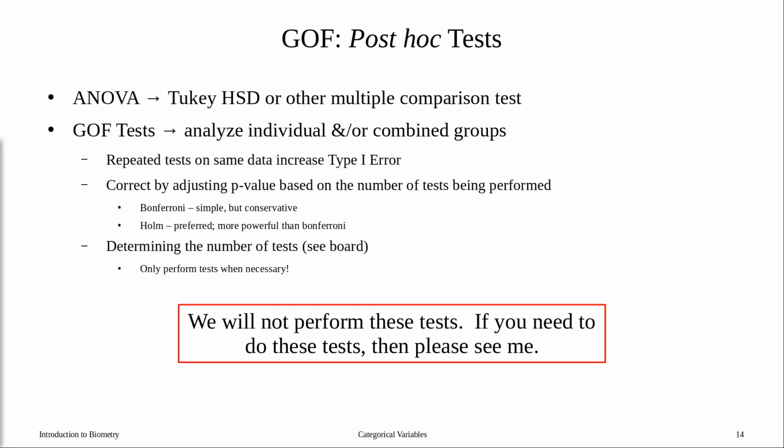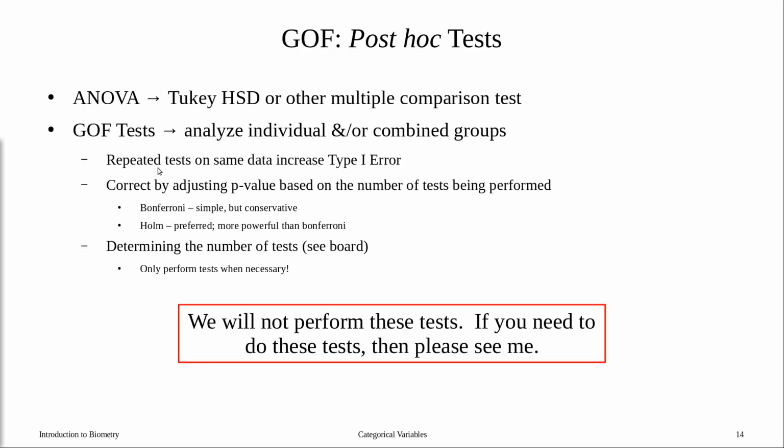Perhaps it's only one mean that differs from the rest. Perhaps two means differ from the rest. Perhaps all means differ from the rest. What we had to do after that ANOVA was to do a post hoc test, Tukey's HSD or some other multiple comparison test that will tell us which means differ. Goodness of fit tests are the same way. After we get significance, it tells us that our observed differs from what we expect, but it doesn't really tell us which ones differ. So what we can do is do a series of post hoc tests that analyze individual labels and or groups within our data.